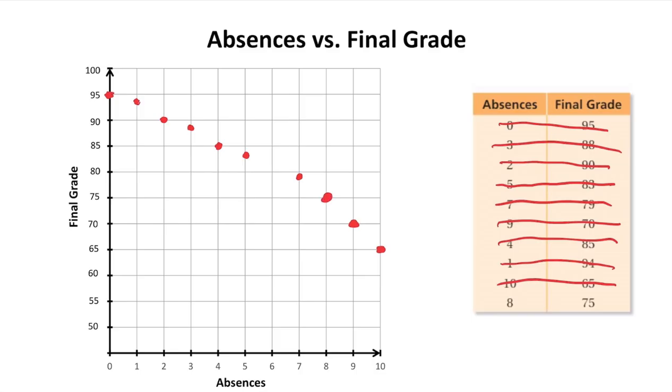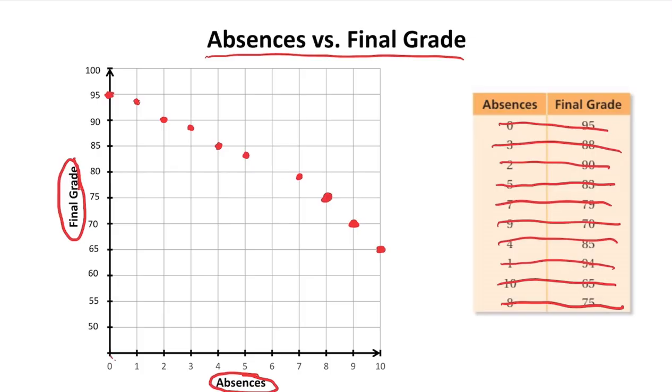So let's look at what we're doing here. This is absences versus final grade. So it's looking at how many absences a student had on the x-axis. Then it's looking at what their final grade was in the class on the y-axis. So what this graph is telling us is how many times a kid was absent versus what their final grade was in the class.